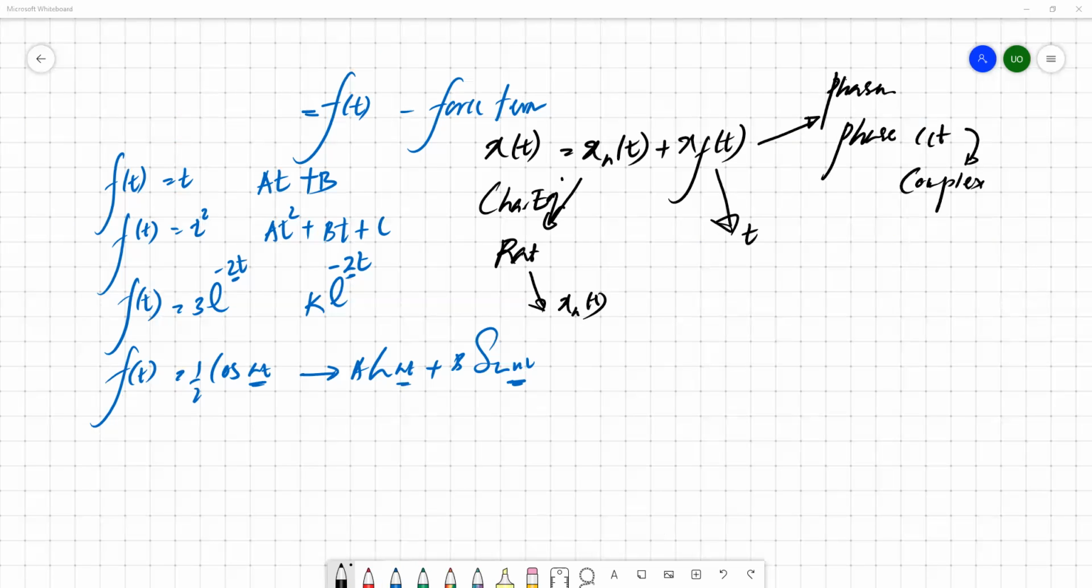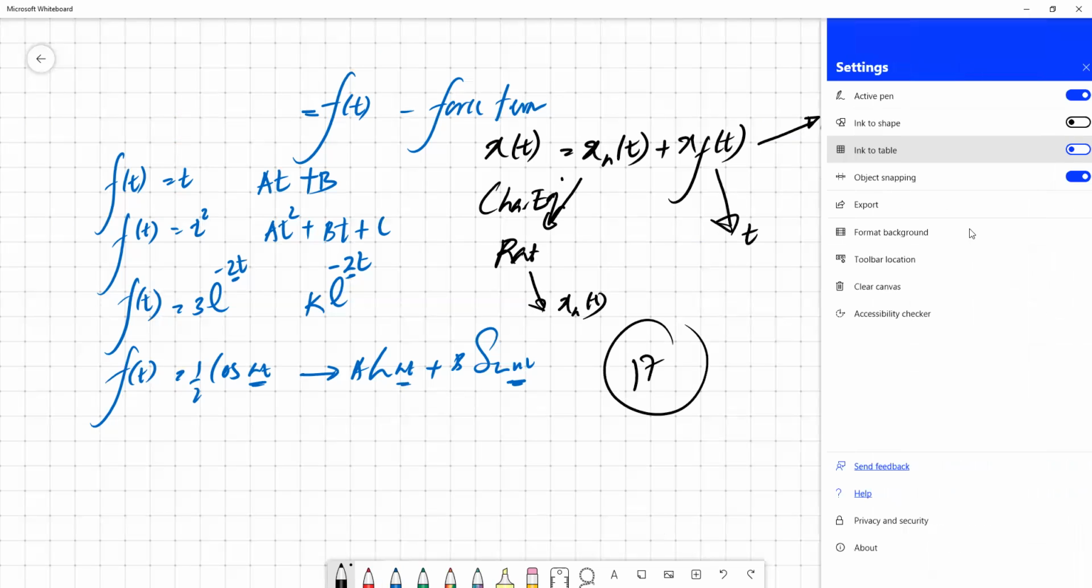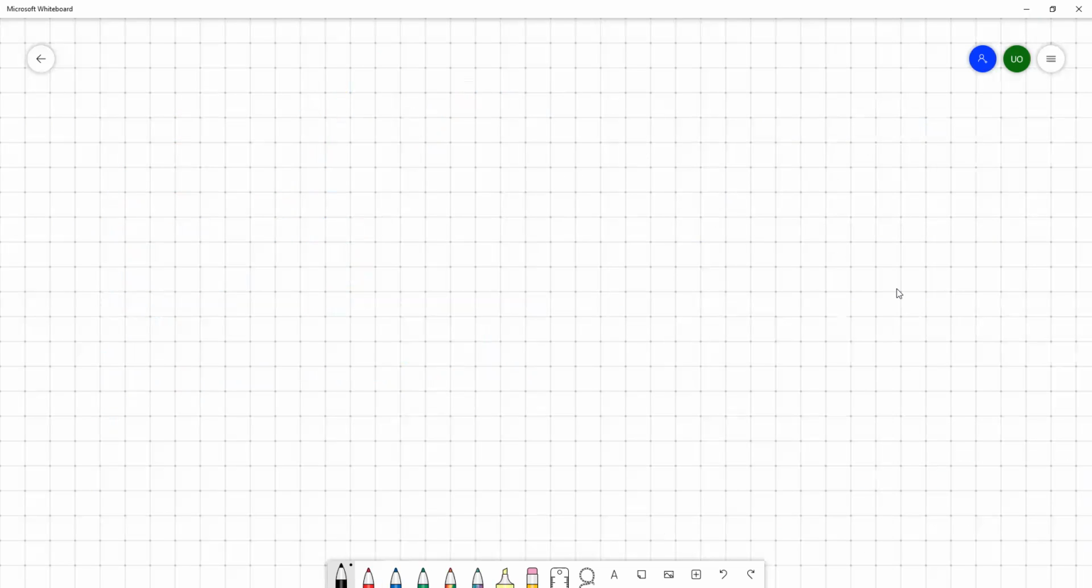So I'm referring to slide number 17. These are kind of special cases. What do I mean by special? We know that for any circuit, the ultimate response is equal to the natural response plus the forced response.